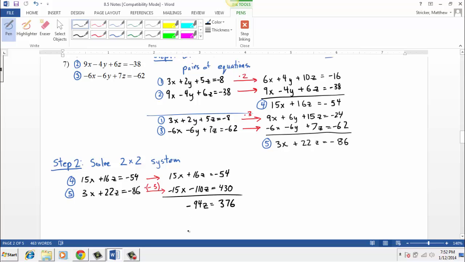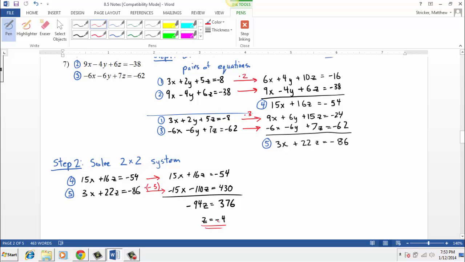And then if I just divide that by negative 94, we get what? We get negative 4. So we get z is equal to negative 4. Alright, so we got our first variable. Now we still haven't finished solving this 2 by 2 system because we only know what z is. We also need to figure out what x is.